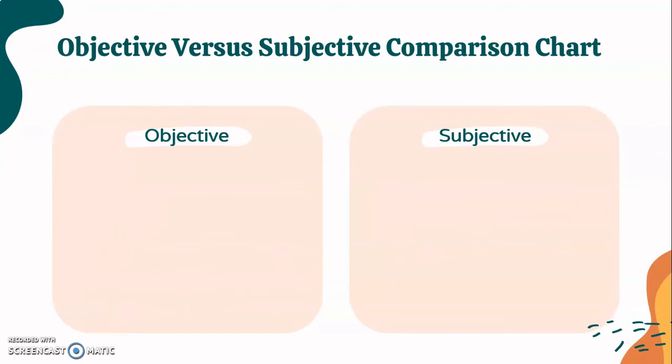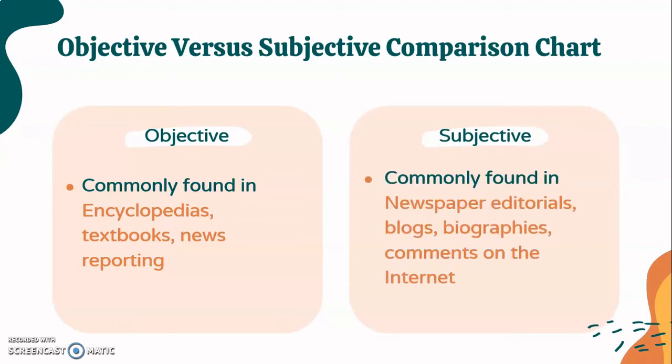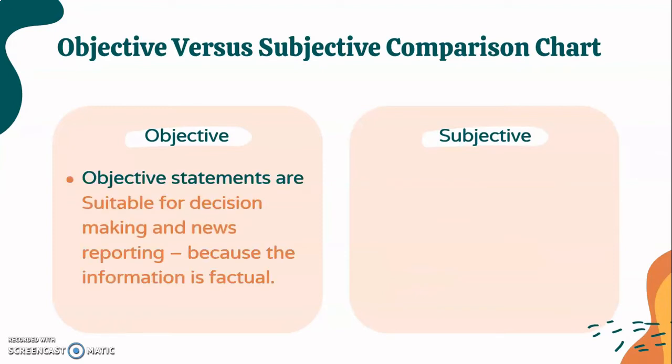Second comparison or difference: when it comes to objective writing, it's commonly found in encyclopedias, dictionaries, textbooks, news reporting. Subjective writing is commonly found in newspaper editorials, blogs, biographies, comments on the internet. Next comparison point. Objective statements are suitable for decision making and news reporting because they give us factual information.